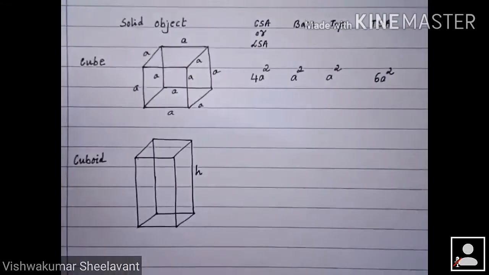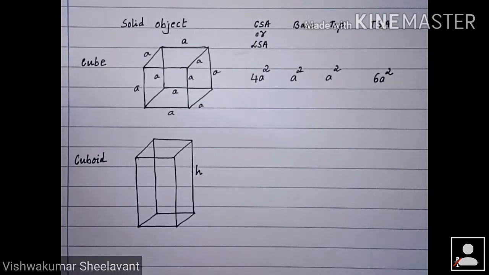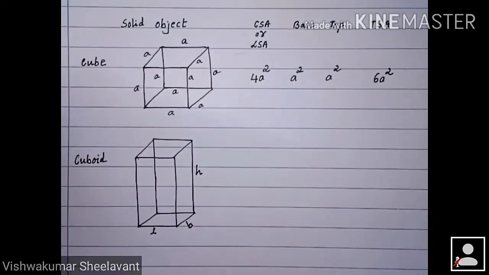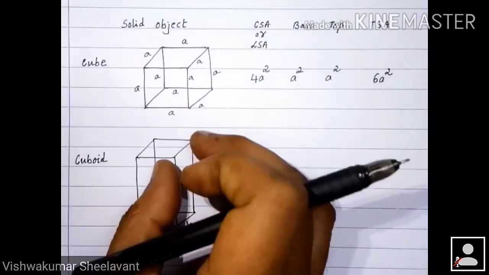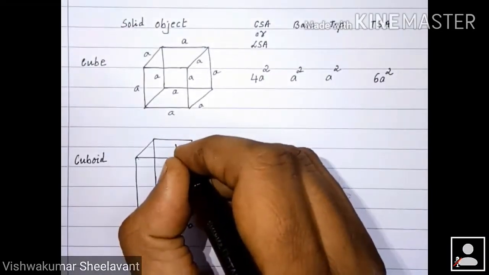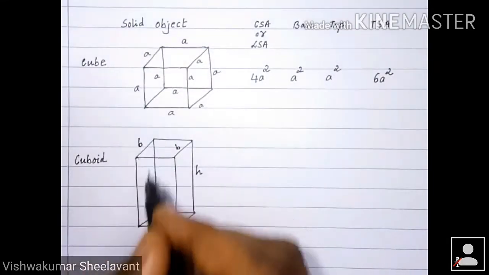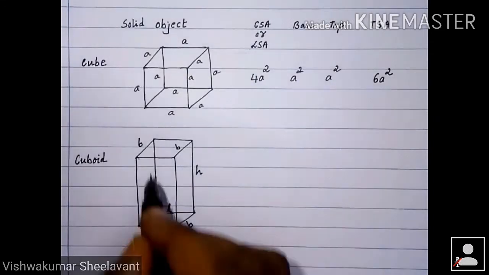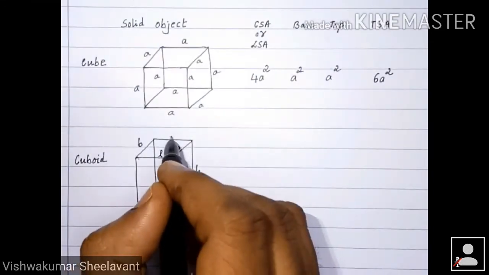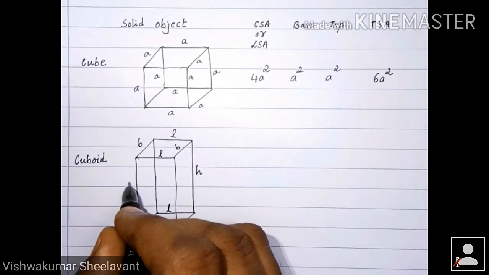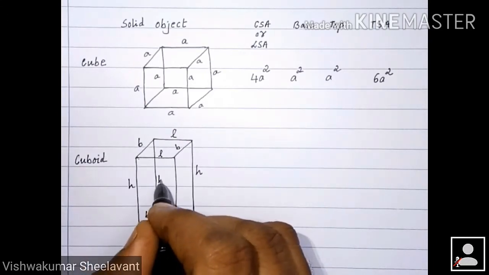H is height of cuboid, L is length of cuboid, and here we will have breadth of cuboid. All parallel edges will be of equal length. So here we will have B, here we will have B, and here we will have B. Similarly, here we will have L, for this L, and for this also L. And all the four vertical edges are H only.